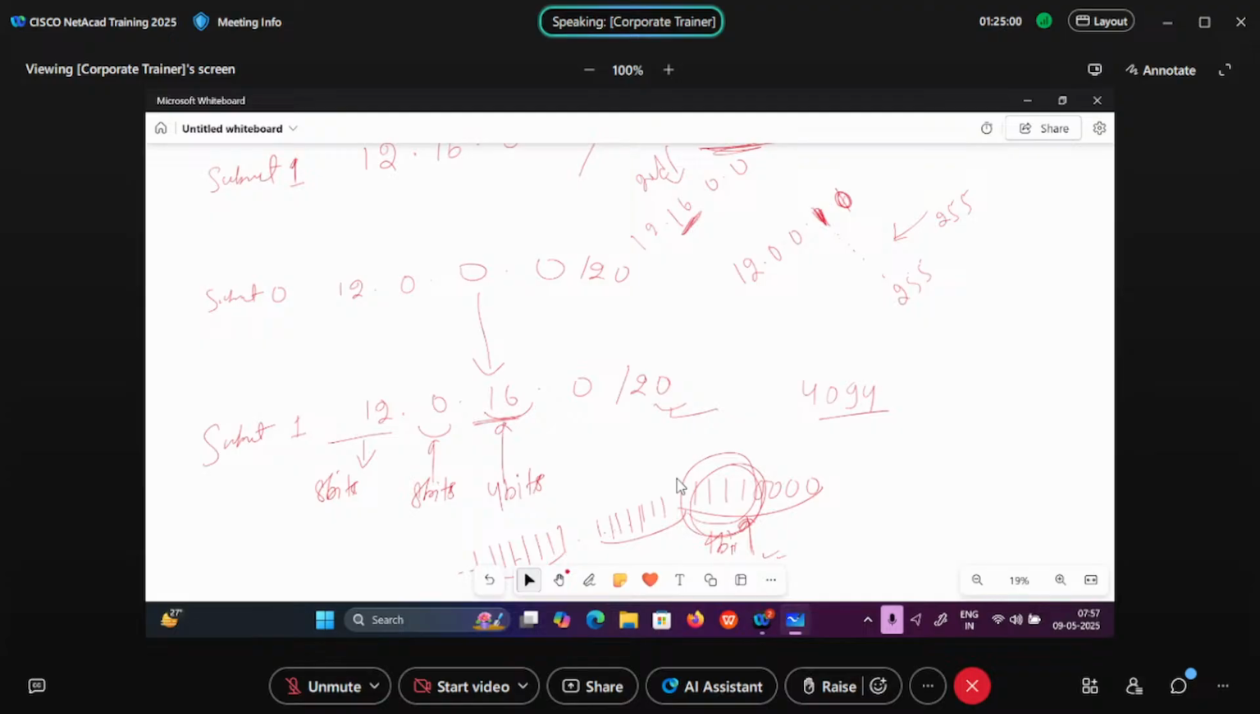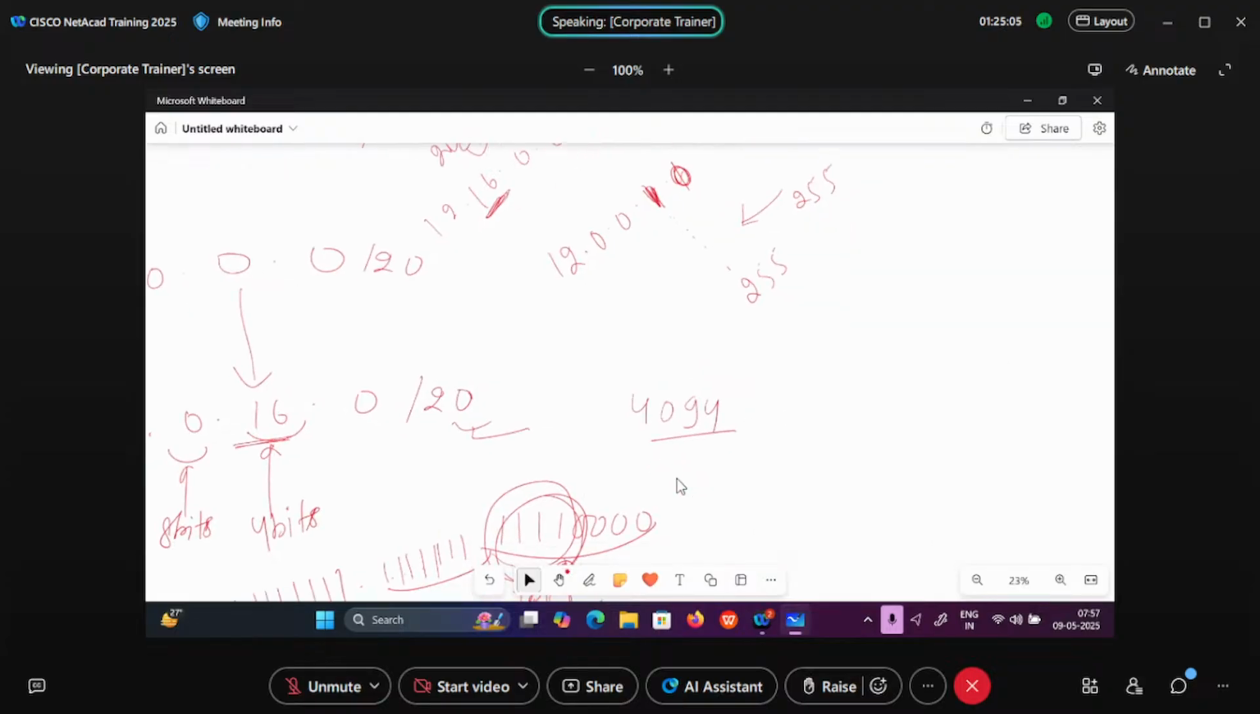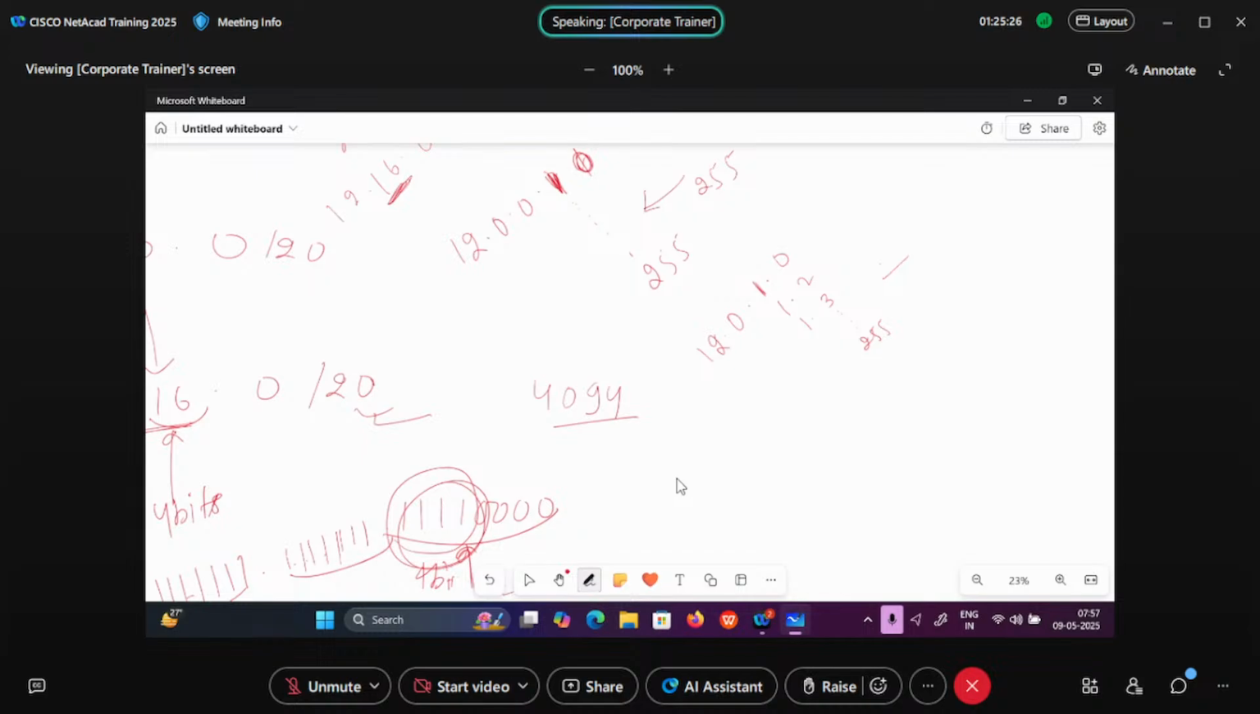Now just see, when you start with the second value, then again it will go ahead with 12.0, then 1 dot, 1.0, then 1.2, 1.3. It will go up to 255. Yes or no? So here also you'll get how many IPs? 255. अरे इस केस में भी तुमको 255 मिलेगा ना.